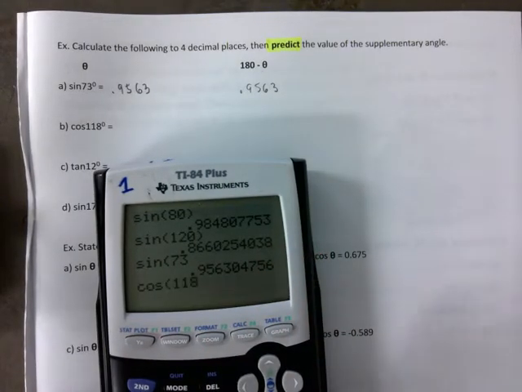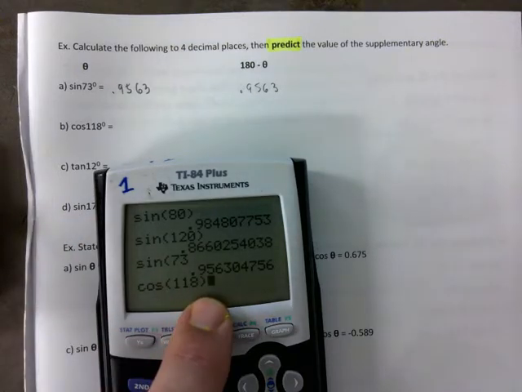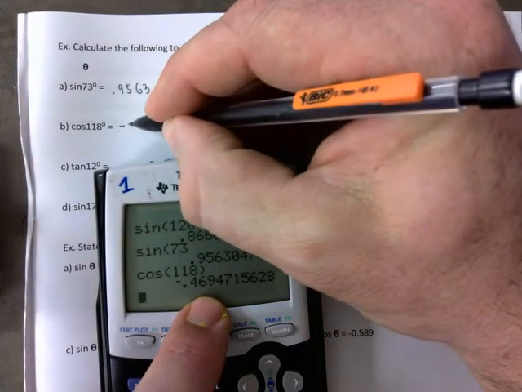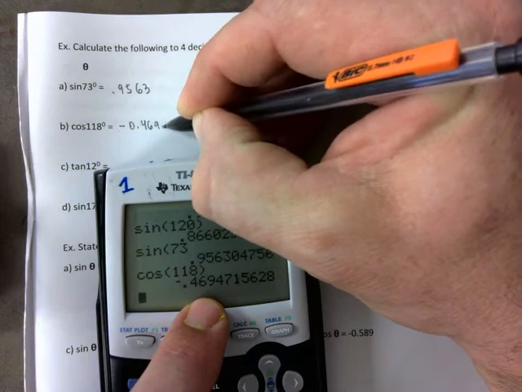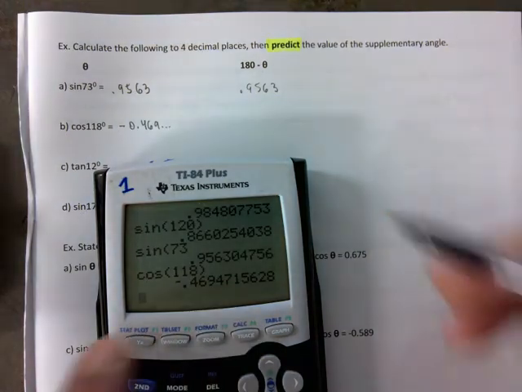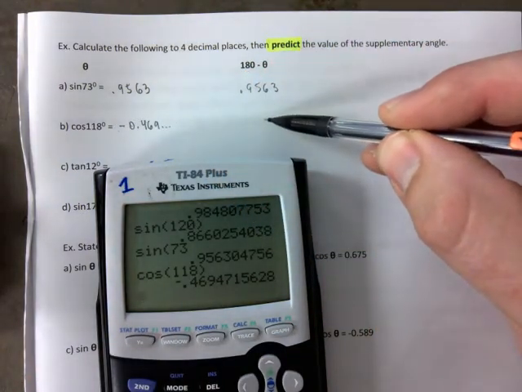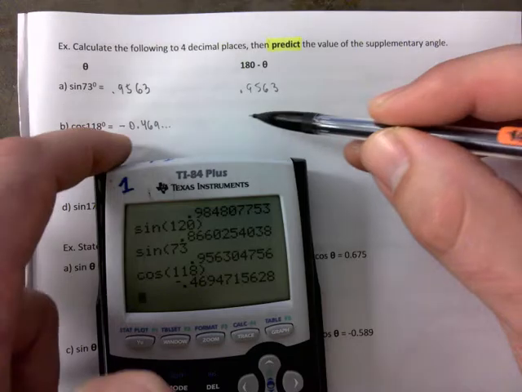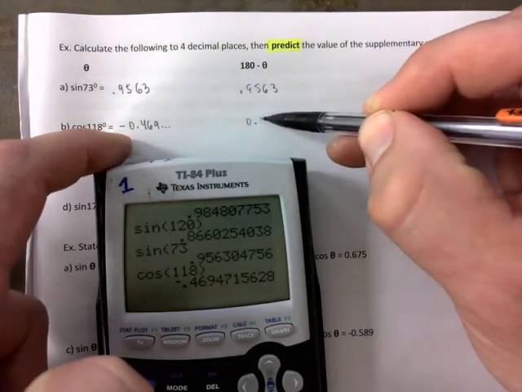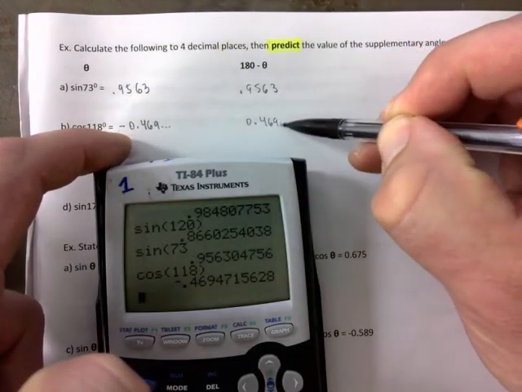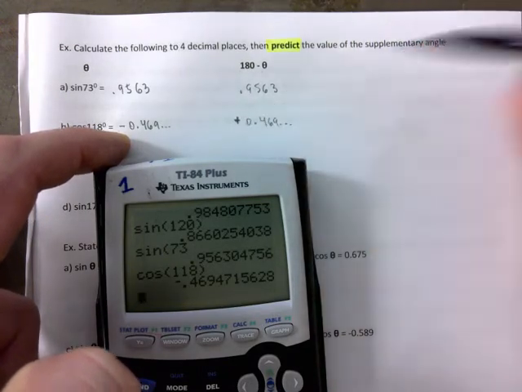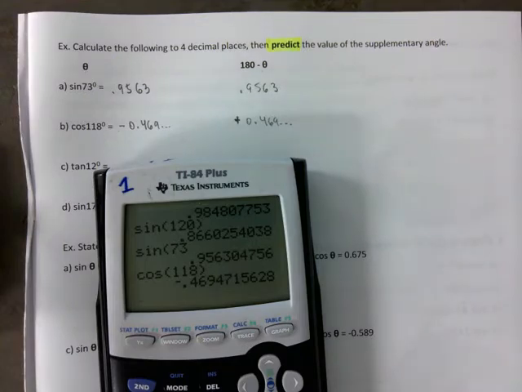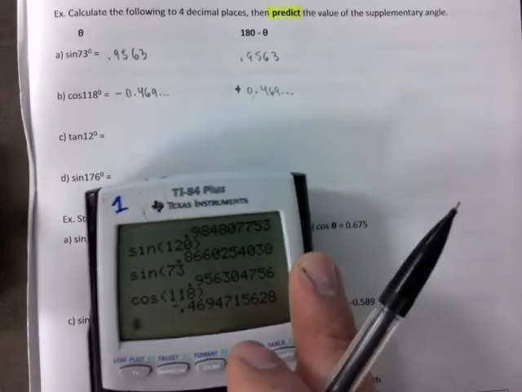Cosine of 118. We know I'm going to get a negative here. I write that down, that I calculate: 0.469, and that keeps going. So its supplement will be an acute angle, right? Its supplement will be 0.469, positive. So if you want to emphasize the fact that it's going to be positive, then it's fine. But we know that its supplement is going to be a different sign.